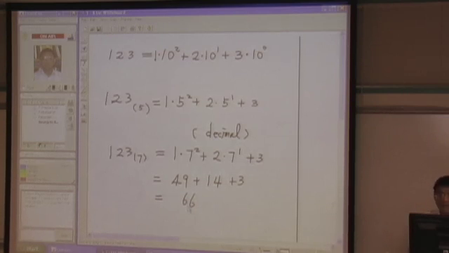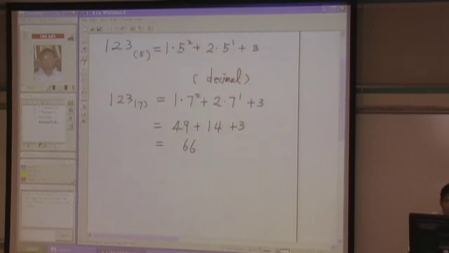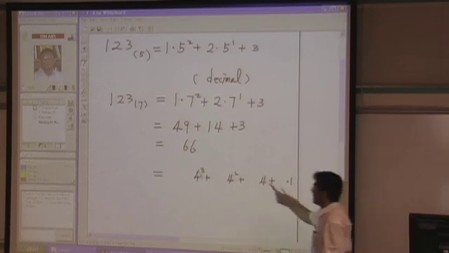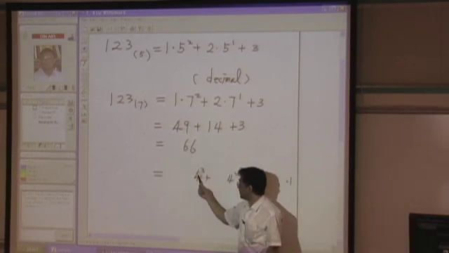Any questions? Now I want to use base 4. So 4 to the power of 0, and then 4 to the power of 1, 4 to the power of 2, and then 4 to the power of 3. 4 to the power of 3 is 64. We have 66 and 4 to the power of 3, which is 64.